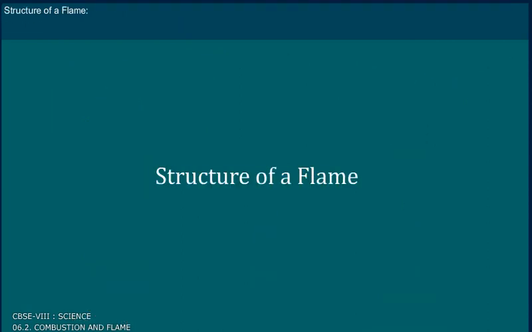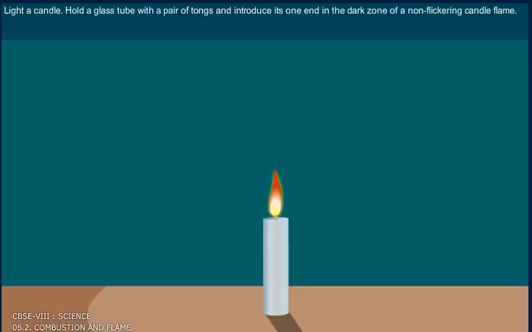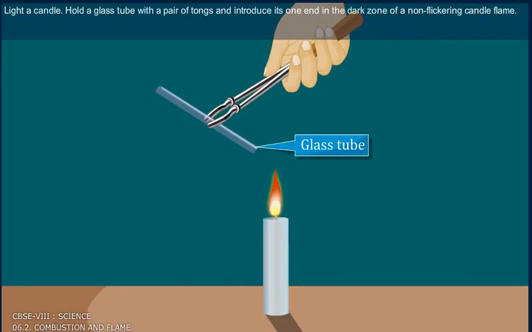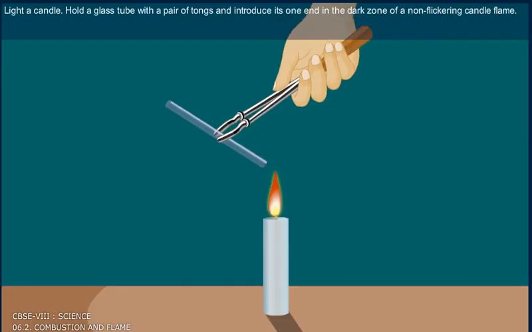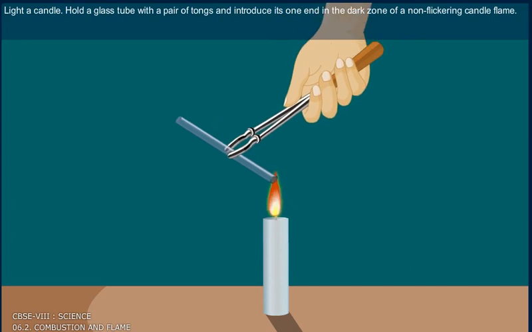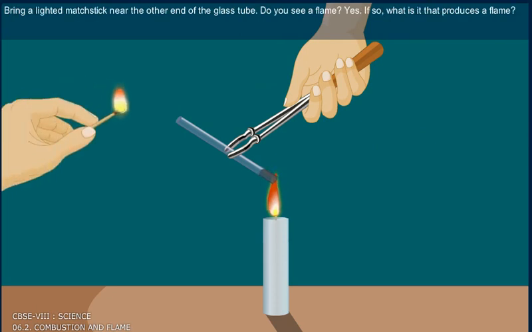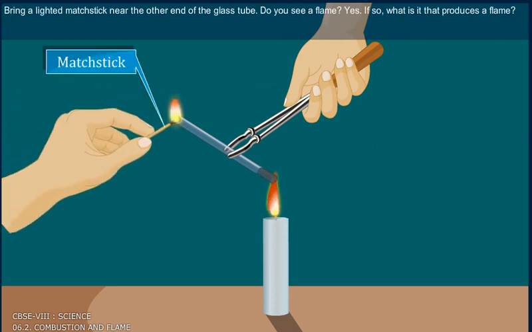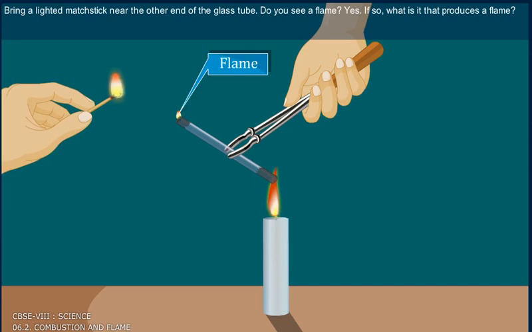Structure of a flame. Light a candle, hold a glass tube with a pair of tongs and introduce its one end in the dark zone of a non-flickering candle flame. Bring a lighted matchstick near the other end of the glass tube. Do you see a flame? Yes.